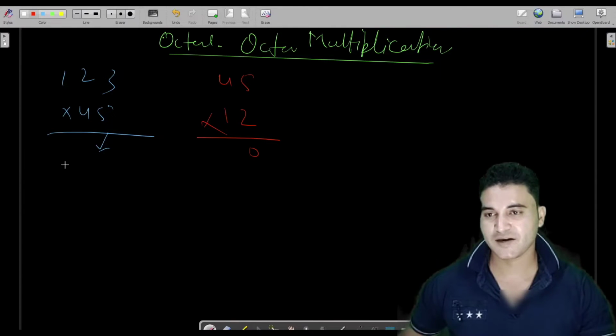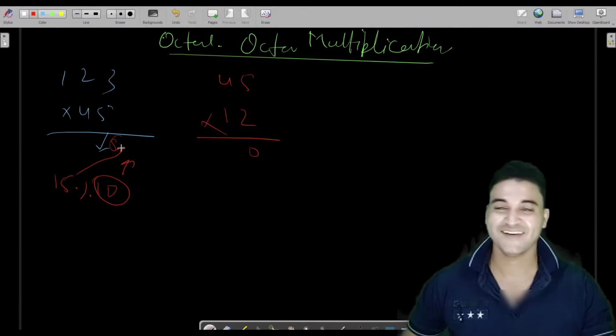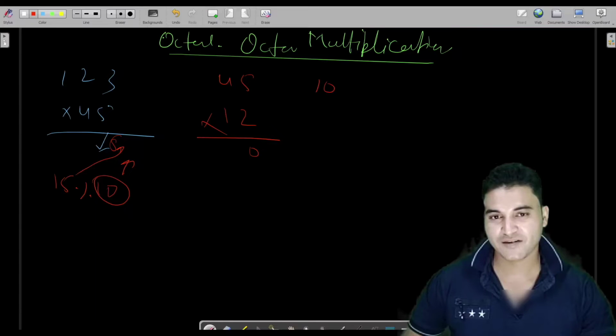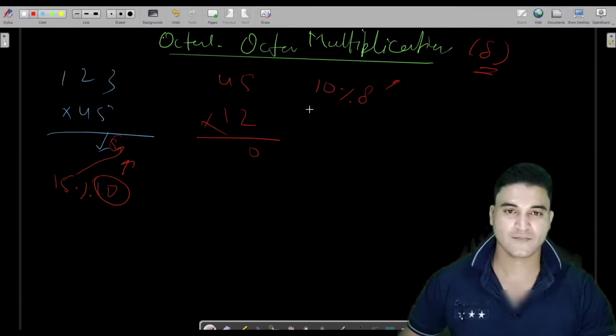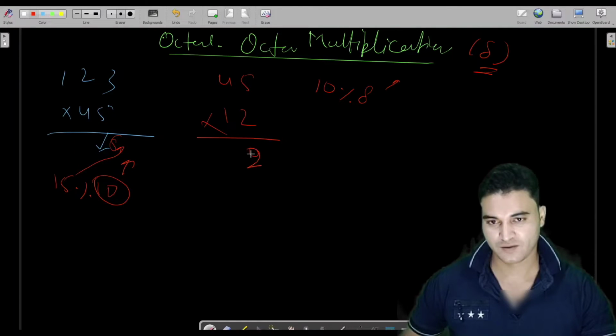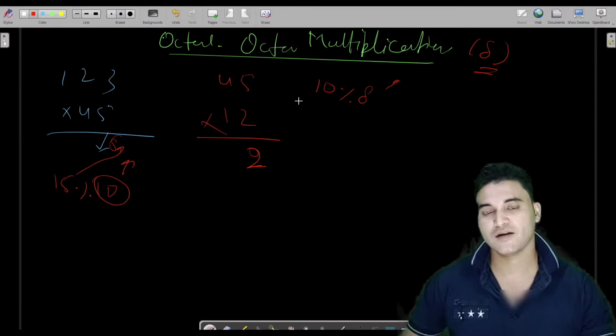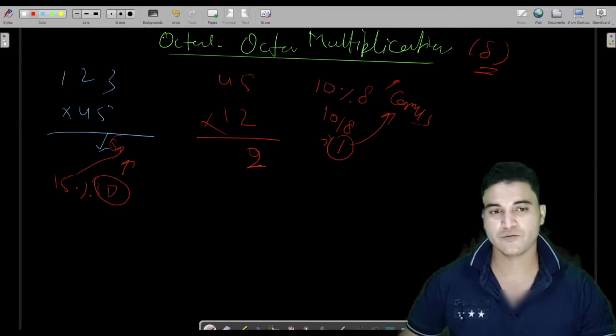Previously we were taking the remainder of 15 with 10 to get 5 here. Why 10? Because 10 was the base for decimal. In this case we have 10, and we have to take the remainder with 8, because 8 is the base for octal numbers. So the remainder of 10 with 8 would be 2, so we would write 2 here. And what would be the carry? Divide 10 by 8, and we get 1 as the carry.